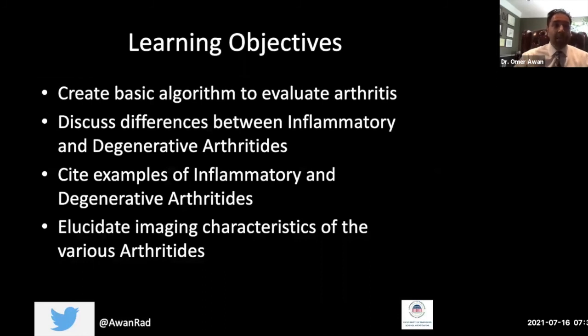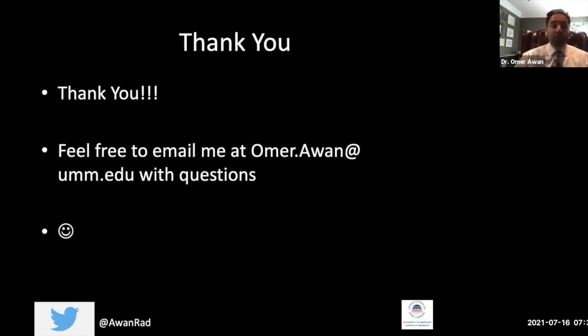So I hope what we did today, we ended early, which is great, we discussed a basic algorithm to differentiate inflammatory and degenerative arthropathies. We discussed what the difference is, erosions versus osteophytes, essentially. We talked about examples of the different types of inflammatory and degenerative arthritides, and then we did sort of a gestalt radiographic overview of what the more common forms of arthritis look like. I hope this has given you a nice overview in your approach to evaluating different forms of arthritis.